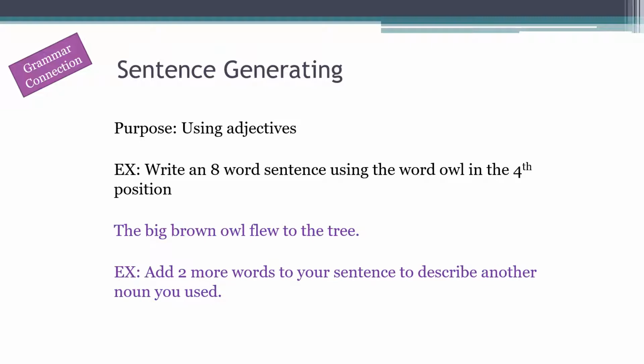So then if I wanted to supersize this, I might say, okay, now add 2 more words to your sentence to describe another noun you used. So in that case, the tree would be the other noun, and so I would insert giant and pine. So now I have a 10-word sentence with 2 nouns, 4 adjectives, and if I wanted to go even further, I could have them identify the verb. These are always good to use in context, in relating them to something that you are learning in science or social studies or with your read aloud, always making it connect to other curriculum areas that you're working on.